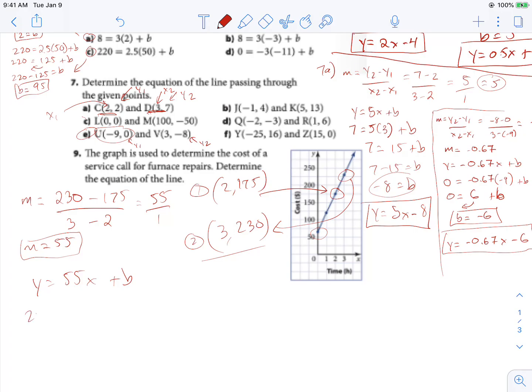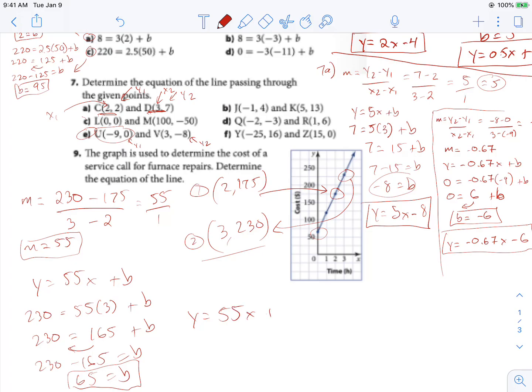So y is 230 equals 55 times 3 plus b. 230 equals 165 plus b. Bring that over, 230 minus 165 equals b. And that's going to give me a value of 65 equals b, which was pretty close to what I guessed. So our final is y equals 55x plus 65 for that equation of the line.